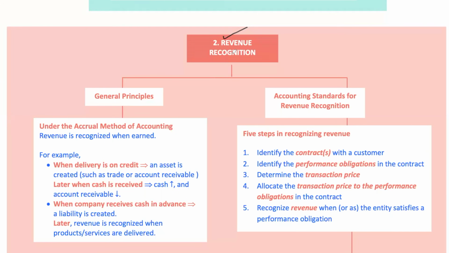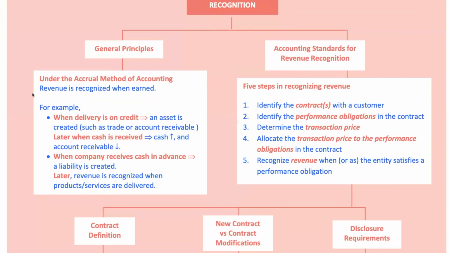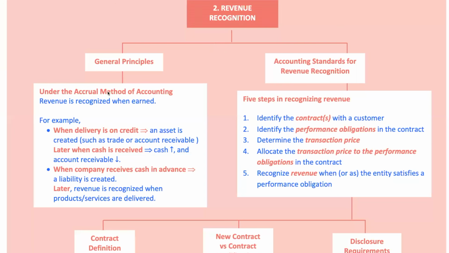Revenue is recognized when it's both realized and earned. For instance, if a company delivers goods on credit, they'll recognize revenue when the goods are delivered, not when payment is received. At the time of delivery, an asset is created. This could be an account receivable. When the payment is eventually received, the company will increase its cash balance and decrease the account receivable.